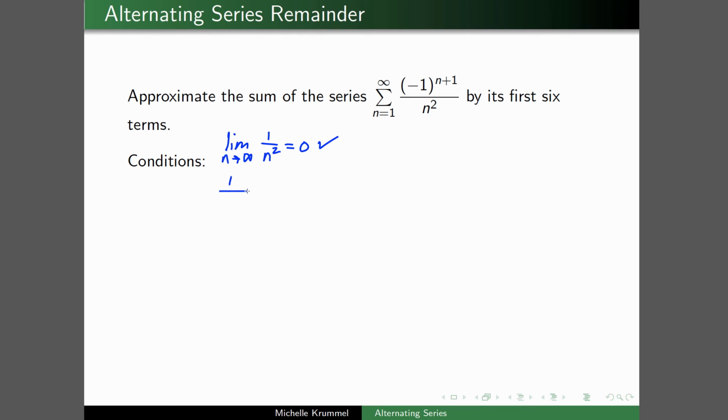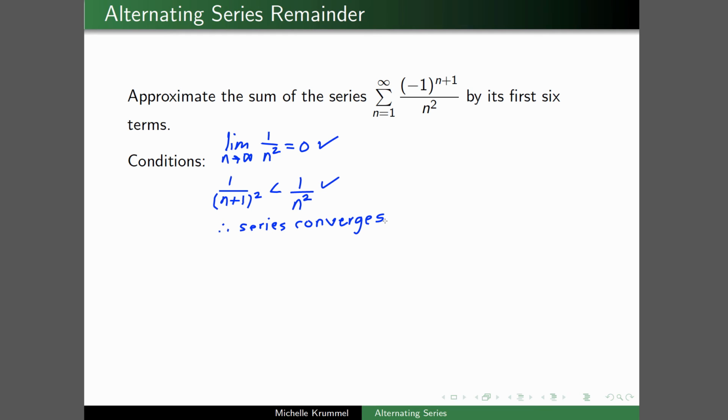Then we want to see if the n plus first term is less than or equal to the nth term. Comparing these two fractions, the fraction on the left will always have a larger denominator, therefore it'll always have a smaller overall value. Therefore the series converges. And so we may apply the alternating series remainder theorem in this case.